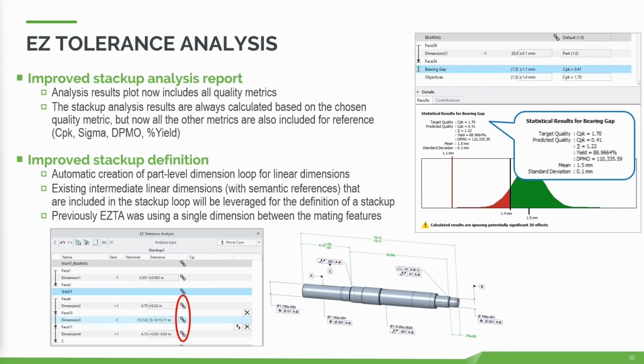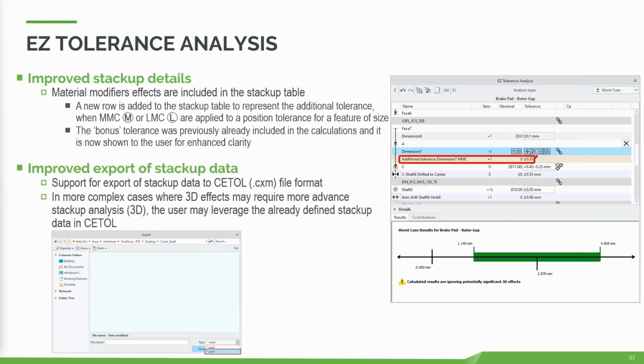10, your reporting. Okay, so basically statistical analysis plots now include all of the quality metrics shown there. You can see there in the left corner. Also, in terms of just general stack-up definition, so automatic creation of those dimension loops when you work with the linear dimensions. Okay, so just general improvements.